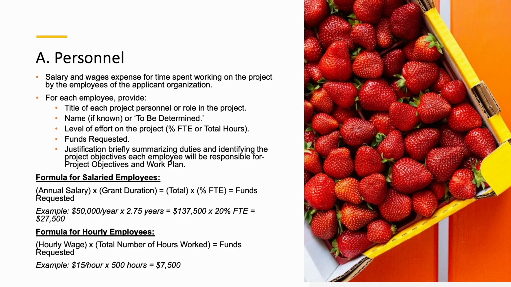Category A is for the salary and wages expense for employees working on the project. This section should only include people employed by the applicant organization and whose time and effort will be covered by SCBGP funds. If people from other organizations will be paid with grant funds, those costs should be listed under contractual. In the salary and wages table provided, please enter each employee's name, if known, and their title or role in the project. Note that if the name of the employee is not yet known, please enter "to be determined."